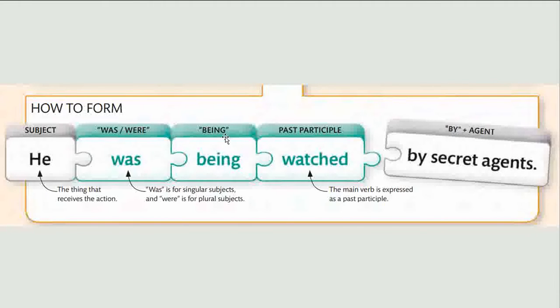Let us look at the structure, how it is constructed. Subject, auxiliary, being, which is a compulsory part of the continuous tense in the passive voice, and then the past participle and the rest of the sentence. For the subject, we are considering the third person pronoun he, the thing that receives the action. Was is for the singular subject, were is for plural subjects. So we are using was because the subject is singular. Was being watched, past participle. The main verb is expressed in the past participle, by the secret agents. The sentence is to be read as: he was being watched by secret agents.